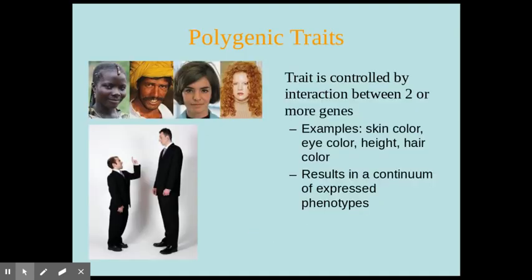The next type of trait that you can have is called a polygenic trait. This is where it takes several genes in order for that trait to be expressed. So things like your hair color, your skin color, your eye color, and your height are all polygenic traits. They all result from the expression of lots of different alleles joining together.